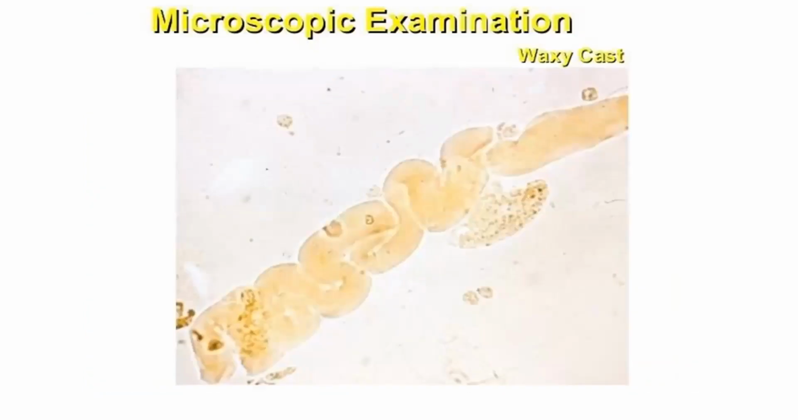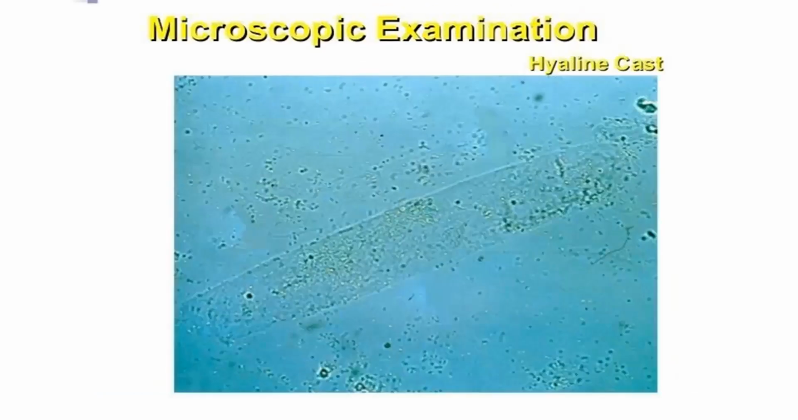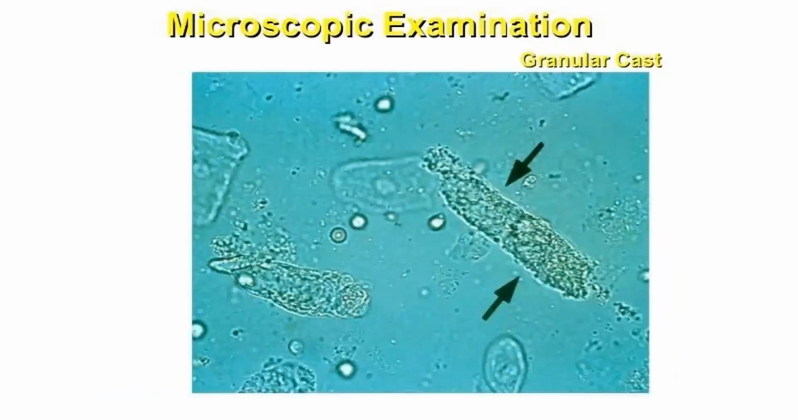Maxi cast is a feature of nephrotic syndrome. Hyaline cast is usually normally present in the urine, a few casts. Granular casts, if they are in a large number, usually indicate acute tubular necrosis.